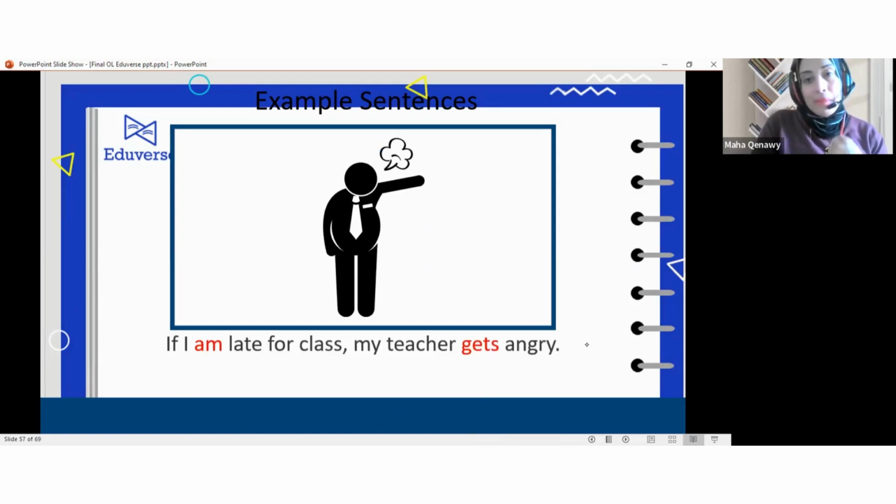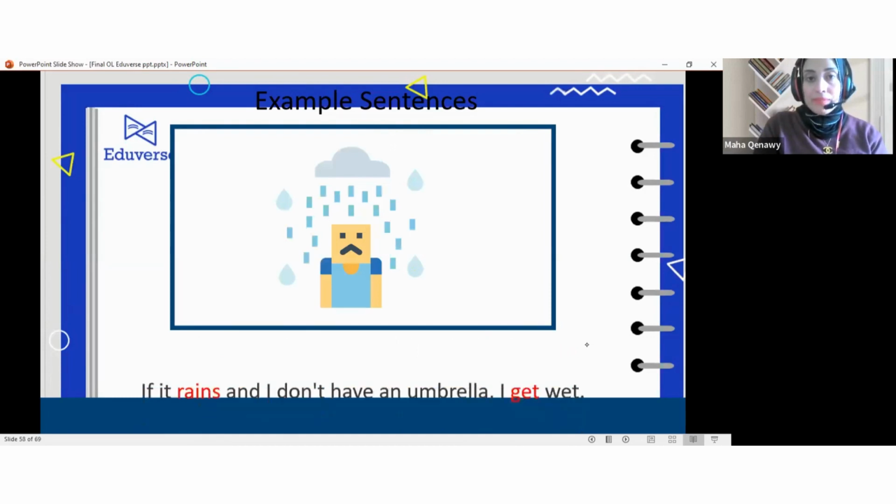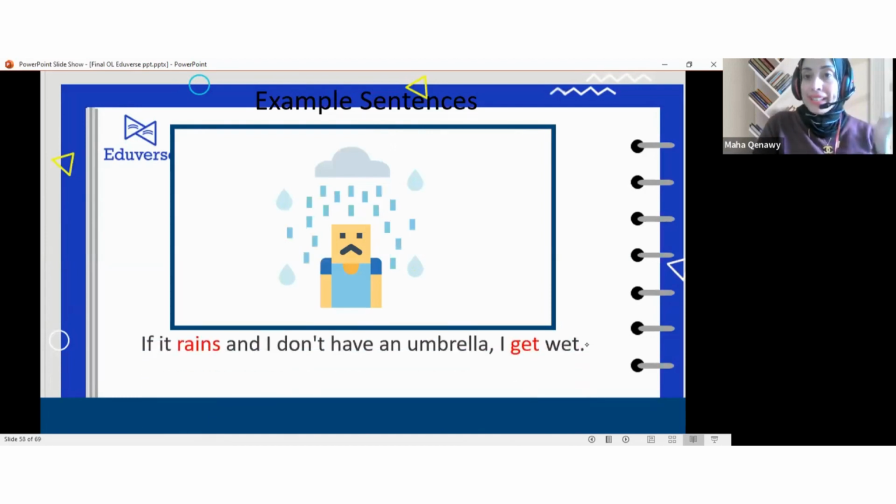If I'm late for class, my teacher gets angry. There is no other option. Teachers get angry once you are late. Am or are here is the simple present of the verb be. If it rains, present simple, and I don't have an umbrella, I get wet. I get wet, present simple.